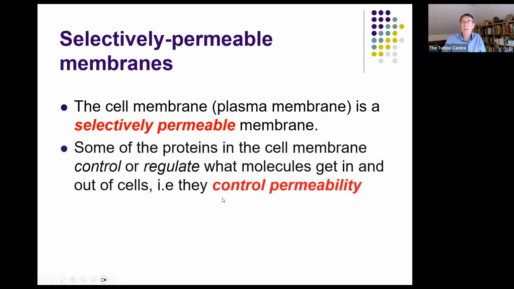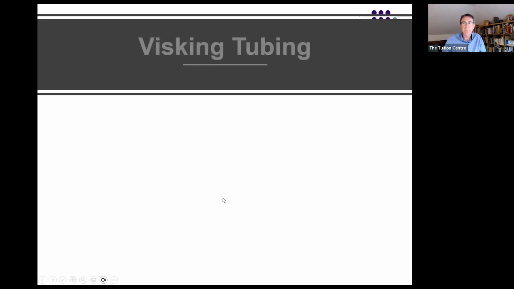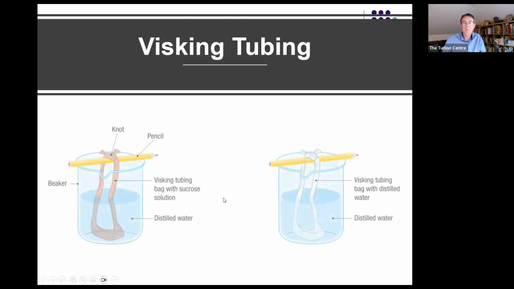Like I said, we know about selectively permeable membranes because we've looked at those when we were talking about the cell membrane already. So this is the Visking tubing I was talking about.